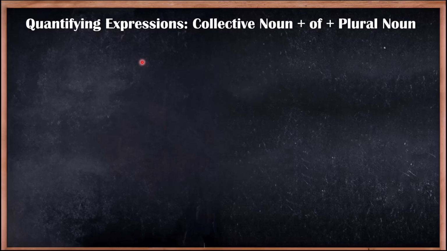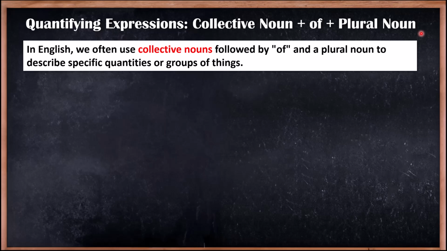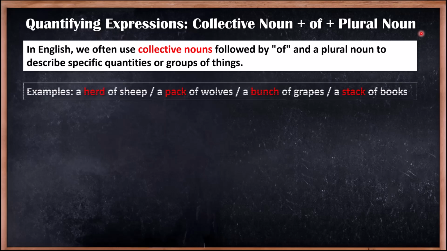Now let's talk about quantifying expressions and a collective noun plus of plus a plural noun. So in English, we often use collective nouns followed by of and a plural noun to describe specific quantities or groups of things or animals. For example, a herd of sheep, a pack of wolves, a bunch of grapes, a stack of books.